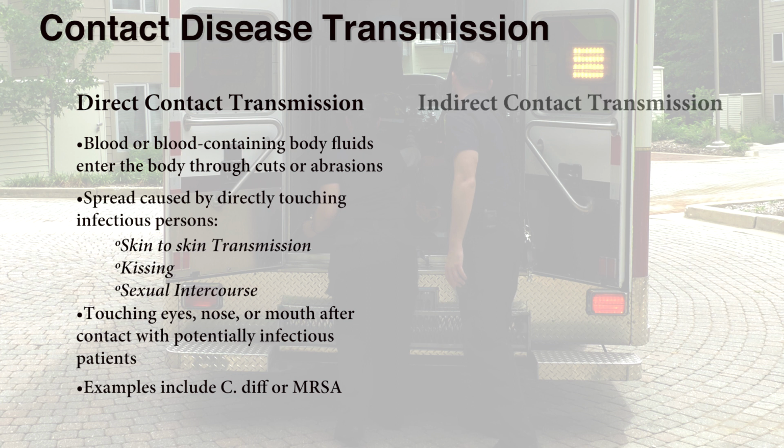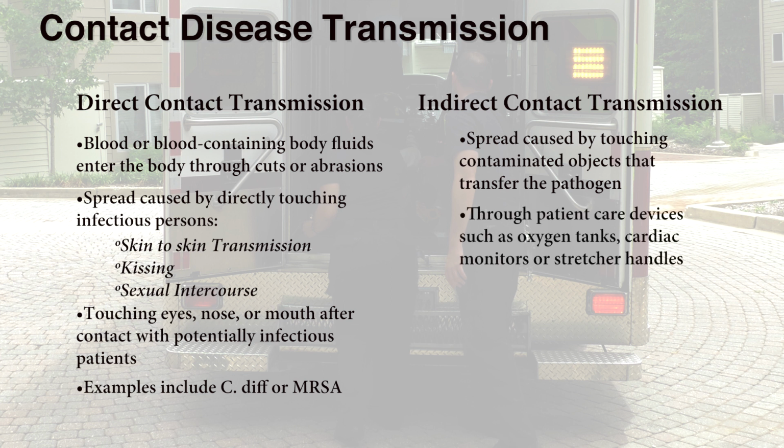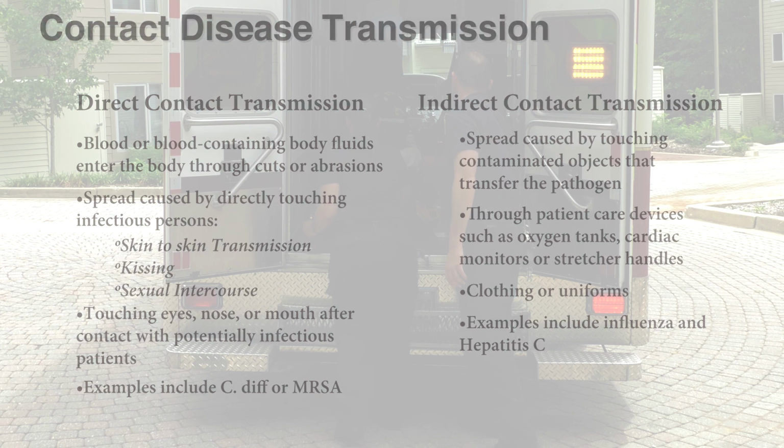Indirect contact occurs through touching contaminated objects that transfer the pathogen to a new susceptible host. This may occur through unprotected contact with patient care devices such as oxygen tanks, cardiac monitors, or stretcher handles that are not cleaned between patients. Uniforms or personal protective equipment may also become contaminated with pathogens. Examples of pathogens that spread through indirect contact may include influenza and hepatitis C.